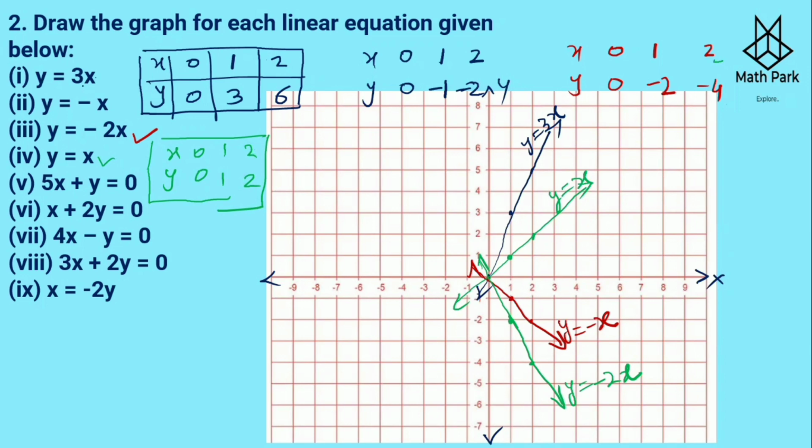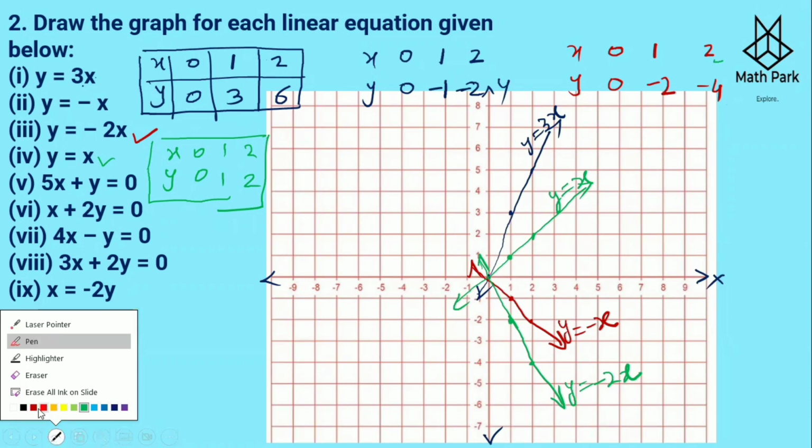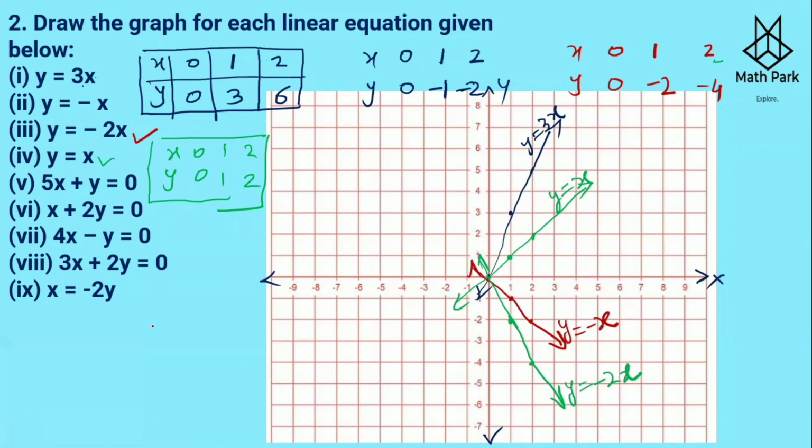Now we have to do 5x plus y is equal to 0. For that, let me take some other color. Next is the fifth one. Again we make a table, x and y, and we are substituting the values. It is good to make y the subject. So y is equal to minus 5x, as this 5x goes over here. If I put x is equal to 0, I get y is equal to 0.